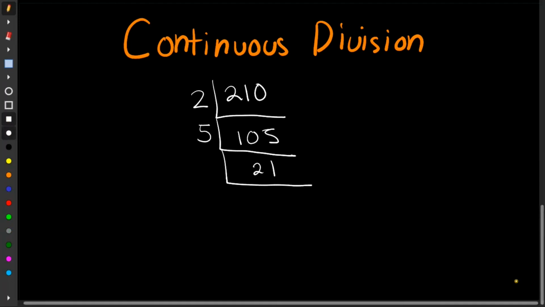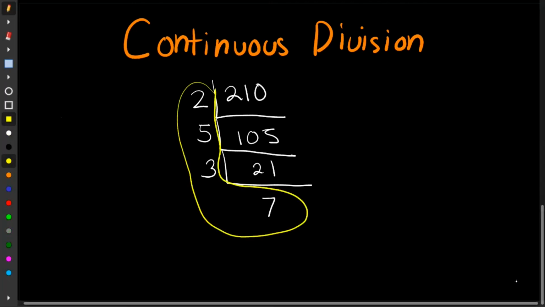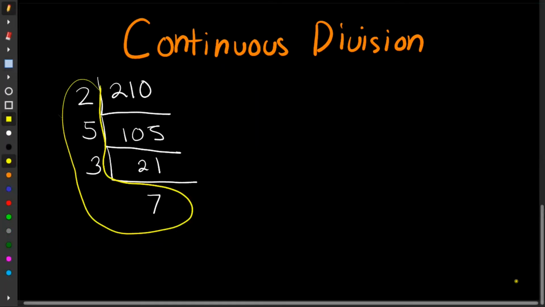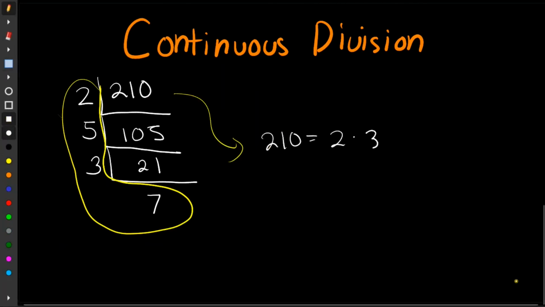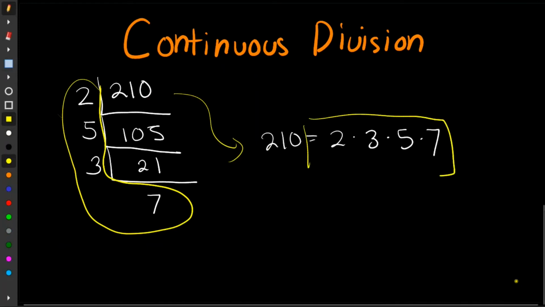Then for this one, since 2 plus 1 is equal to 3, we know that it is divisible by 3. So we put 3 out here, and 21 divided by 3 is 7. And all of these are primes already. So we can write 210 in its prime factors. 210 is equal to 2 times 3 times 5 times 7. And that is its prime factorization.